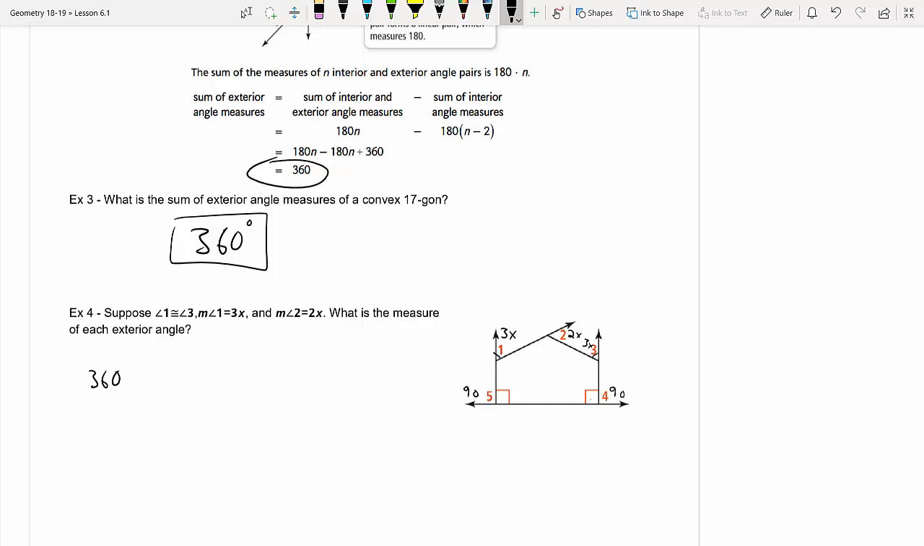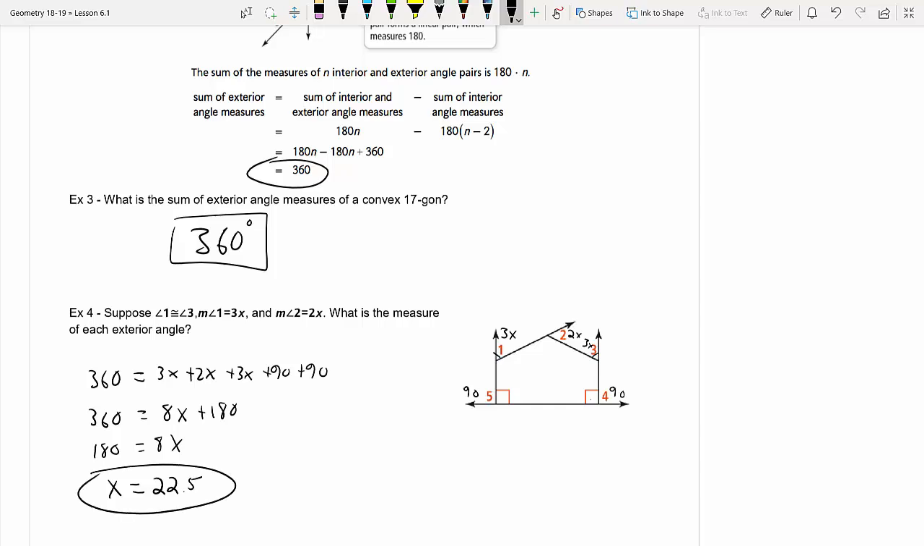So if all 5 of my exterior angles equal 360, I'm going to do 3x plus 2x plus 3x plus 90 plus 90. And that's going to allow me to solve for the value of x here. Combining everything together, I have 360 equals 8x plus 180. Subtracting 180 across, I have 180 equals 8x. It's just a little bit of quick arithmetic to do 180 divided by 8, and so x is going to have a value of 22.5.